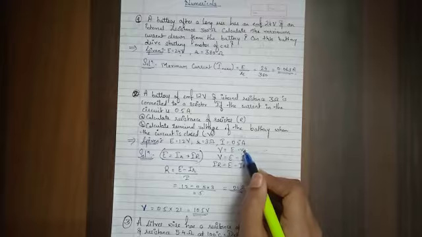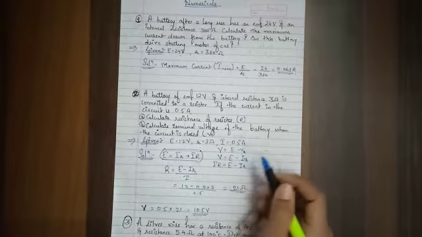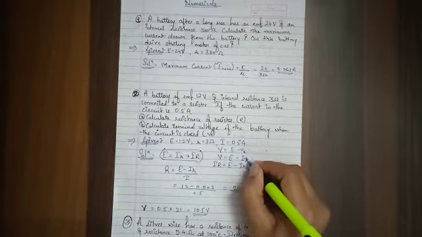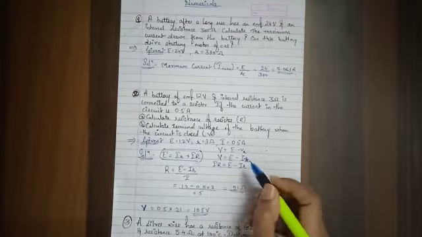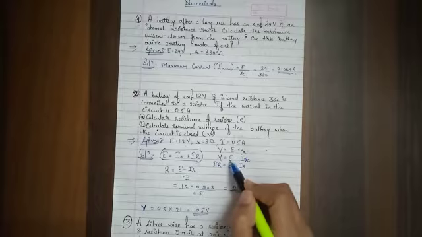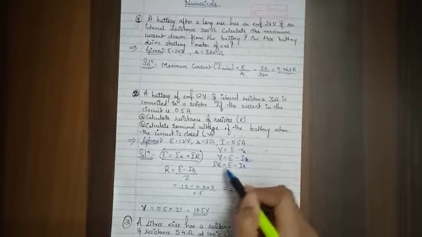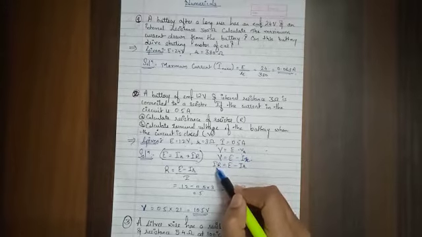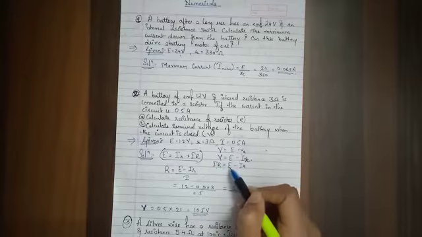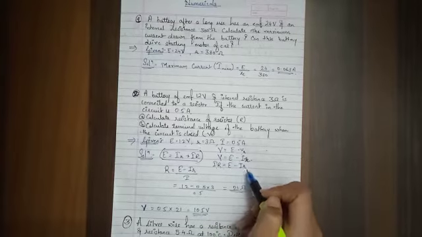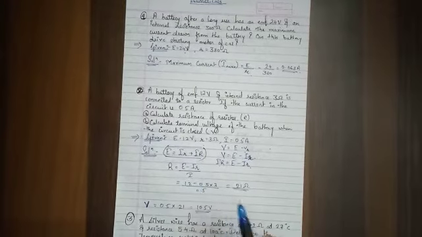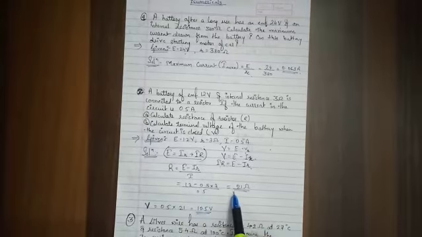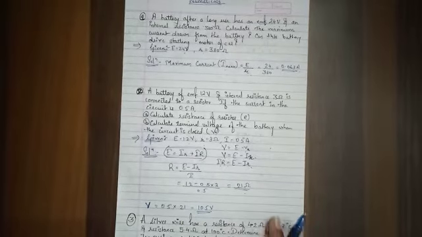So here, instead of V R we can write I into small r, and instead of V we can write I into capital R. So the formula is V equals E minus I into small r, and instead of capital V we can write I into R, which is equal to E minus I into small r. If we rearrange this equation, we get R is equal to E minus small I r upon I. Substituting the values, we get R is equal to 21 ohms.